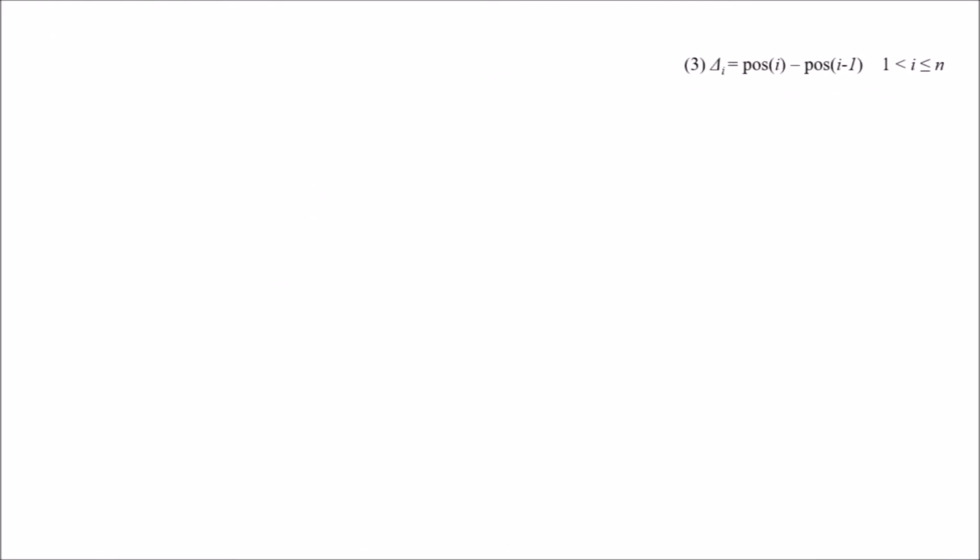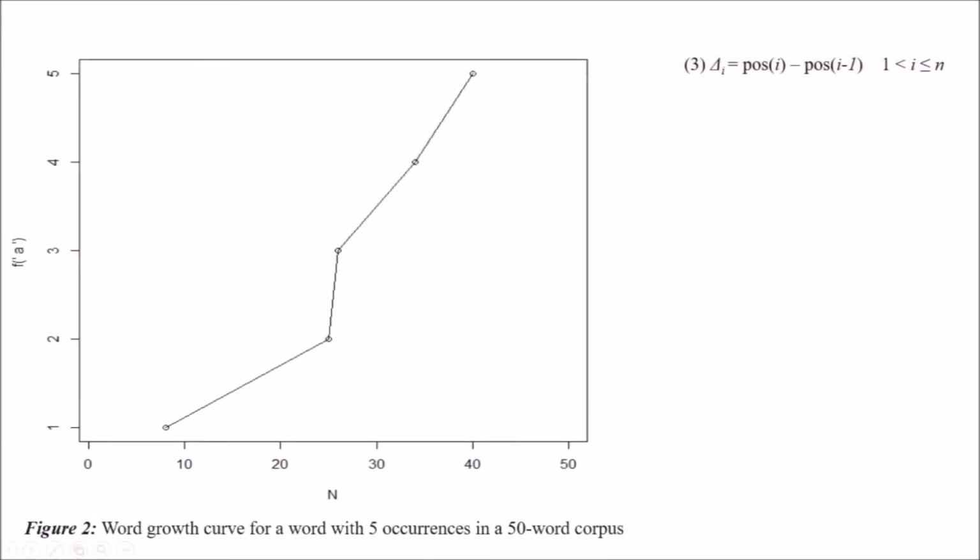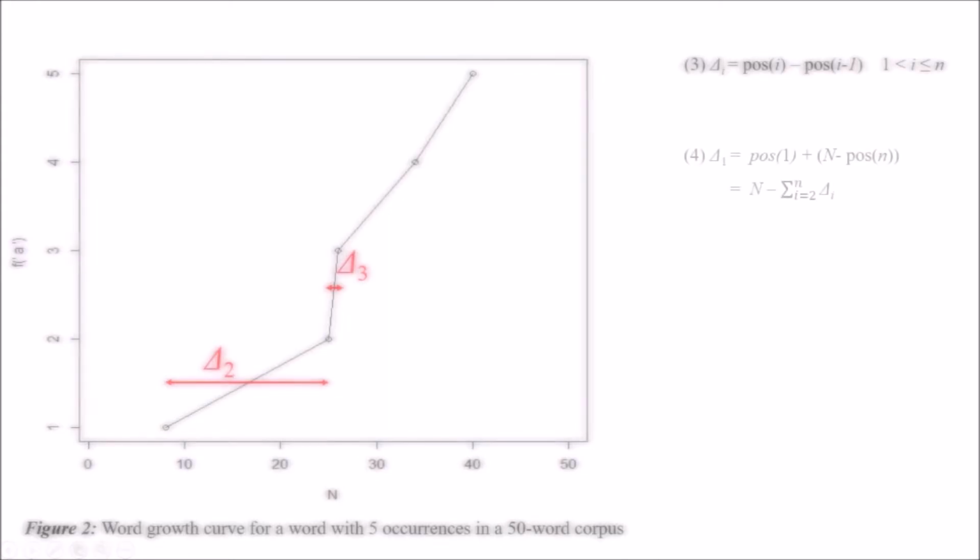First, the distances between every word occurrence are calculated. The distance delta for a word is simply its position minus its immediately prior position starting from the second occurrence. For instance, here's the word growth curve for a word with 5 occurrences in a 50-word corpus. The distance is calculated by taking the position for the second occurrence and subtracting the position of the first occurrence, then by taking the third occurrence and subtracting the second occurrence, and so on.